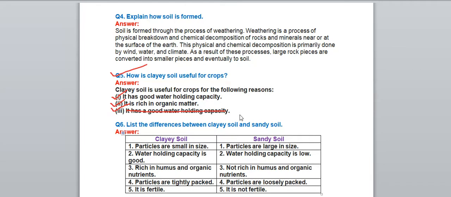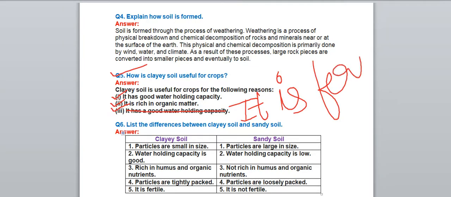At last you can write, it is very fertile in nature.